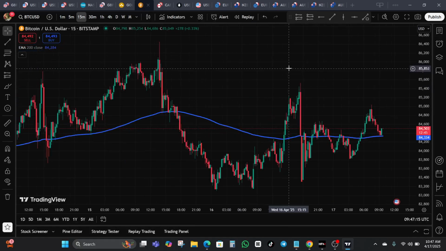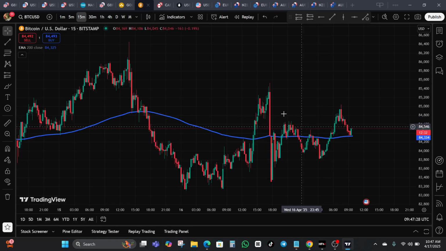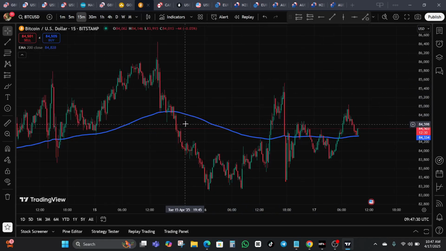Now if price is above the 200 EMA, you are looking for buy scalps. All right, only buy scalps. Then if price is below the 200 EMA, you stick to sell setups. Okay, so this keeps your trades aligned with the prevailing momentum in the market.